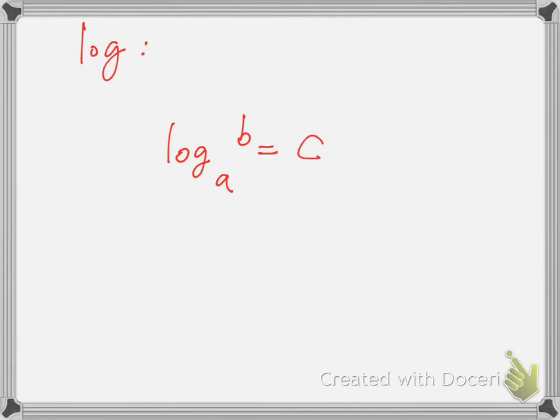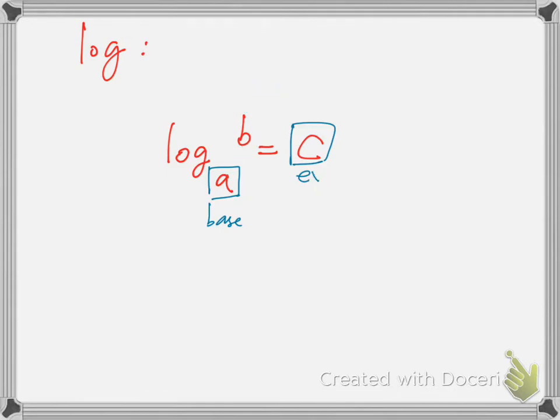There are three parts. This part is the base, c is the exponent, and b is the power. It's very hard to remember the order and the meaning this way. So the most important thing is a is the base.